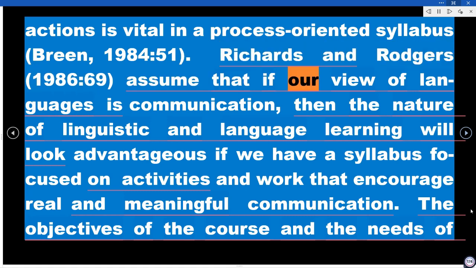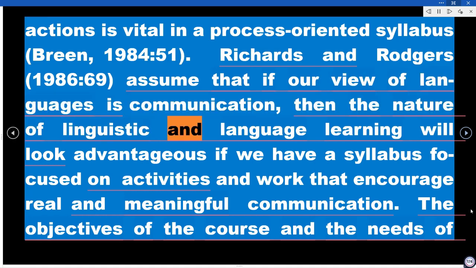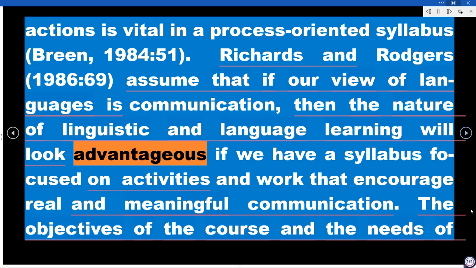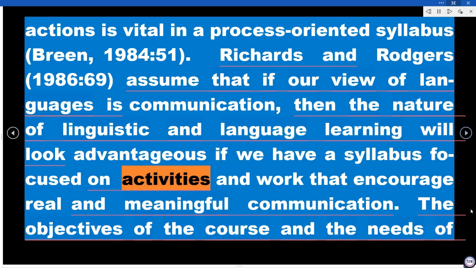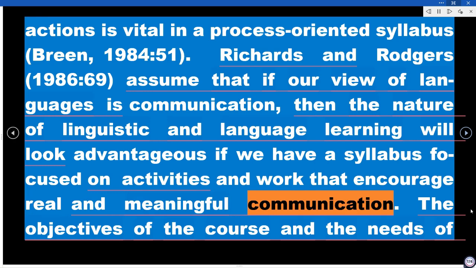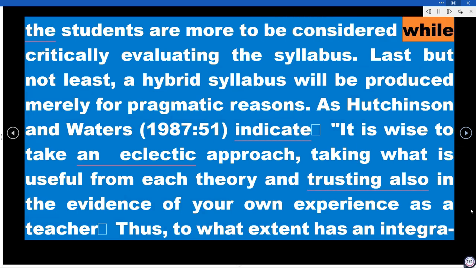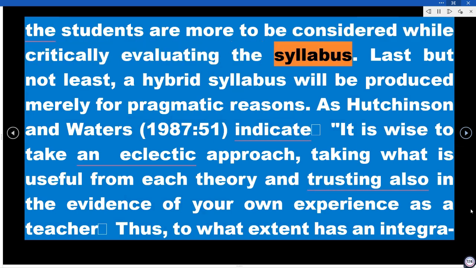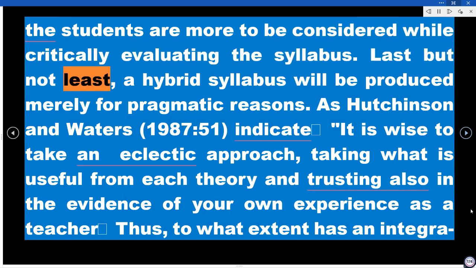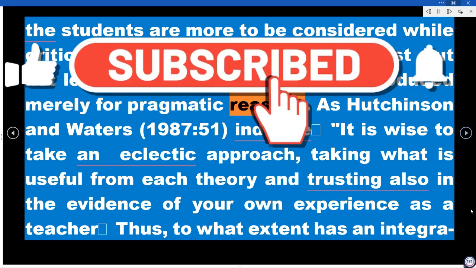Richards and Rogers, 1986:69, assume that if our view of language is communication, then the nature of linguistic and language learning will look advantageous if we have a syllabus focused on activities and work that encourage real and meaningful communication. The objectives of the course and the needs of the students are more to be considered while critically evaluating the syllabus. Last but not least, a hybrid syllabus will be produced merely for pragmatic reasons.